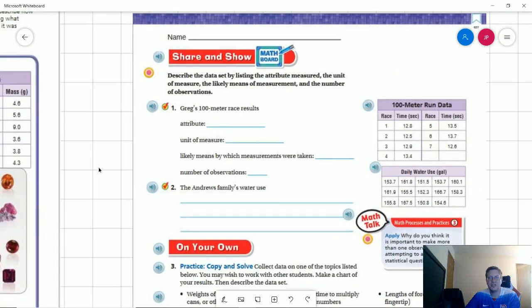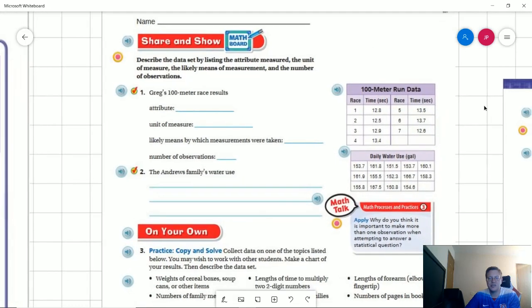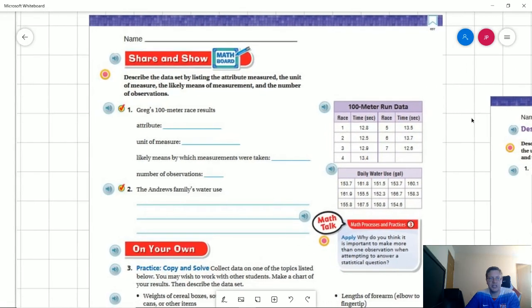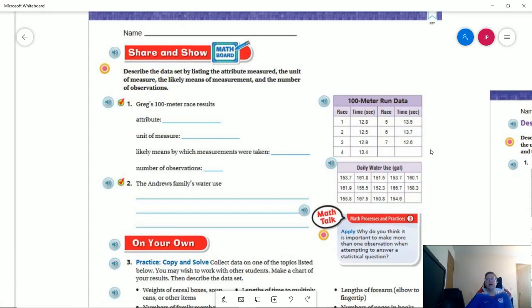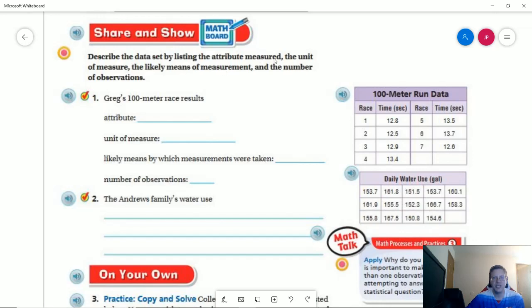So for one of these questions, number 3, I'm going to ask you to do something on your own. I'm going to give an example that you can follow to try for yourself, but I'm going to give a different one based on my situation that may not apply for you guys. So for number 1, we are describing the data using the attribute measured. The attribute that we are measuring is basically the speed. So we are working with speed or time.